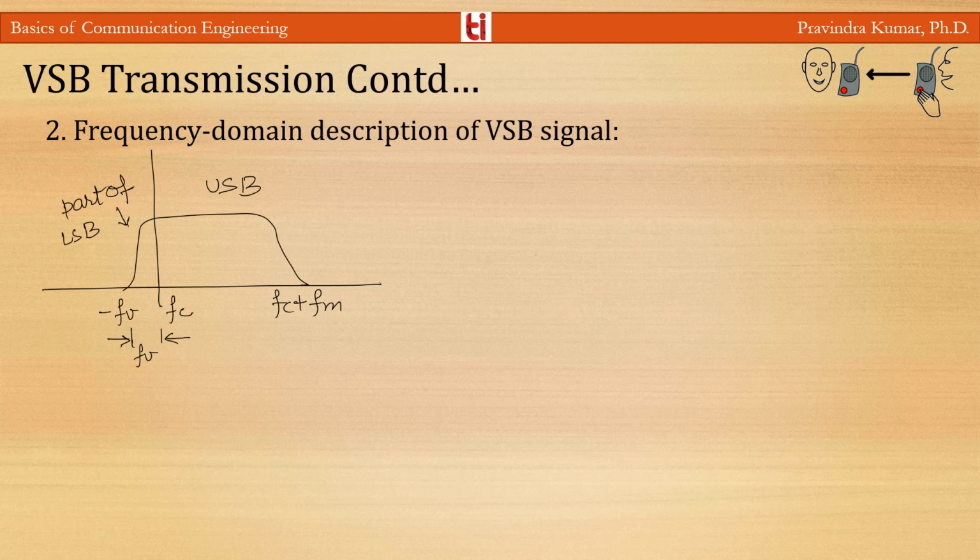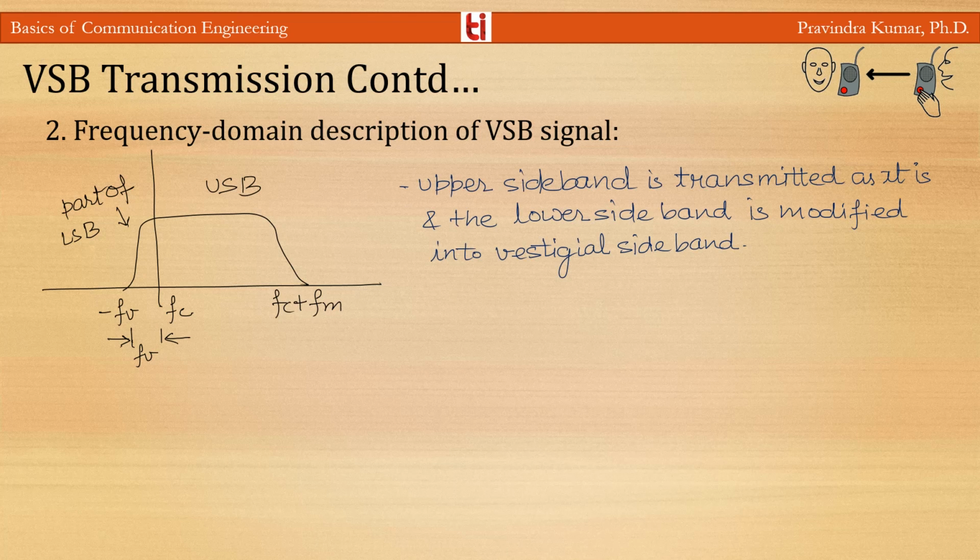In VSB signal, along with the upper sideband, a part of the lower sideband is also transmitted. In this technique, similarly, we can transmit the lower sideband along with a part of the upper sideband. And VSB modulation is mostly used in television transmission. In this figure of the frequency spectrum, you can see it is assumed that the upper sideband is transmitted as it is, and the lower sideband is modified into a vestigial sideband. Here fv is the vestigial frequency.